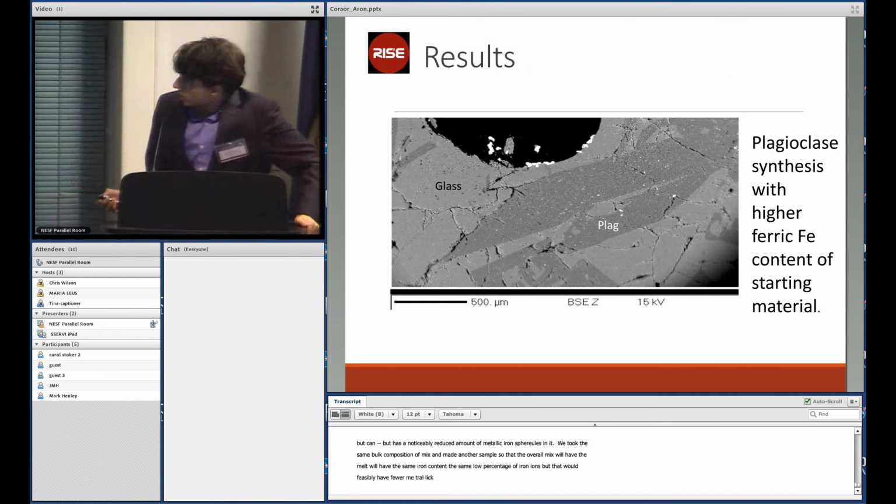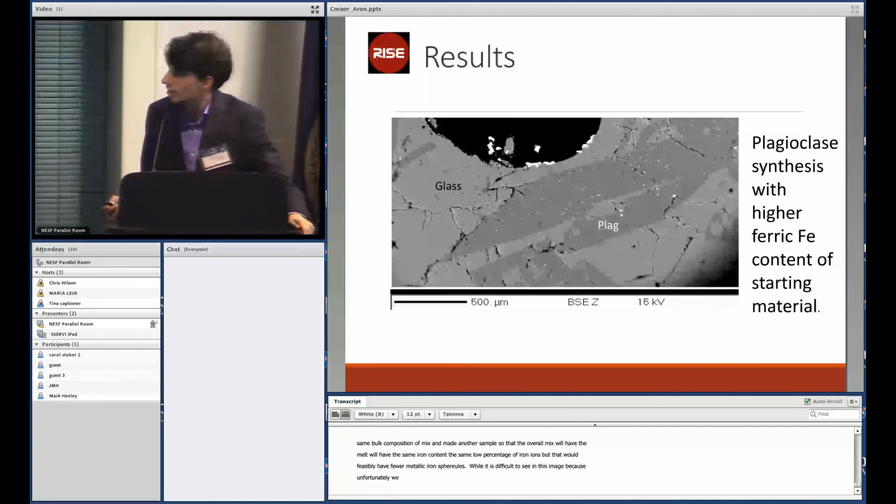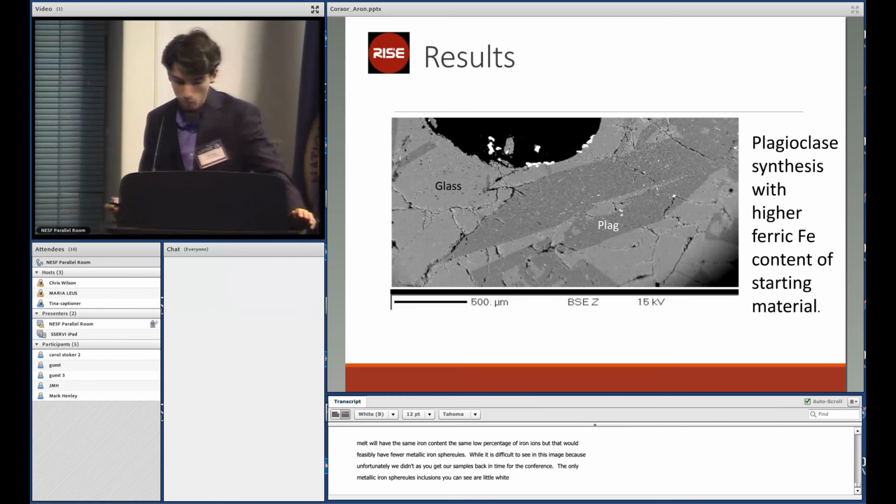This is an electron backscatter image of these resulting plagioclase crystals, which we synthesized. And while it's difficult to see in this image, because unfortunately we didn't manage to get our samples back in time for the conference, the only metallic iron spherule inclusions you can see are little white dots spread throughout these crystals. And you may have to take my word for it. We did manage to make samples that have many fewer metallic iron spherules, but still have roughly the same overall iron content of the melt, as compared to our sample which is made with no excess ferric iron.